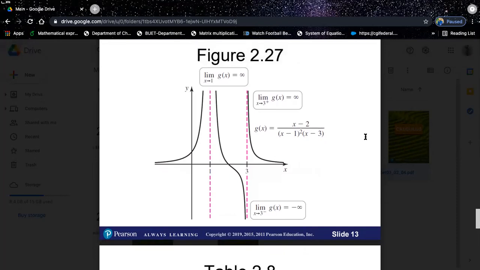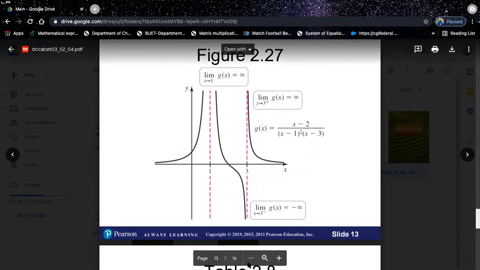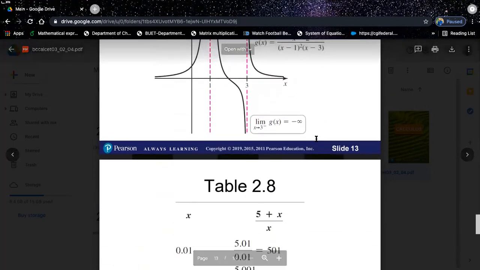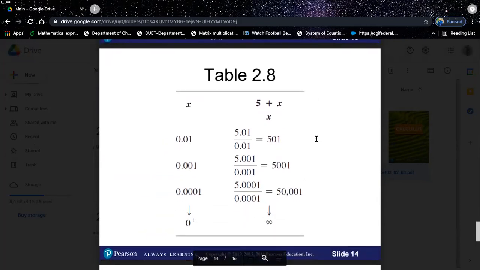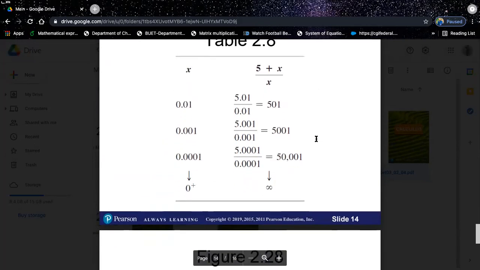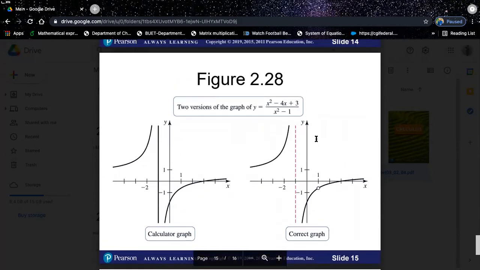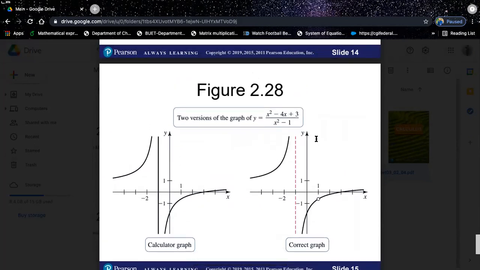Anyone, any question? All right, let's move to the next one. We'll come back to the calculation. Let's see the graph first.